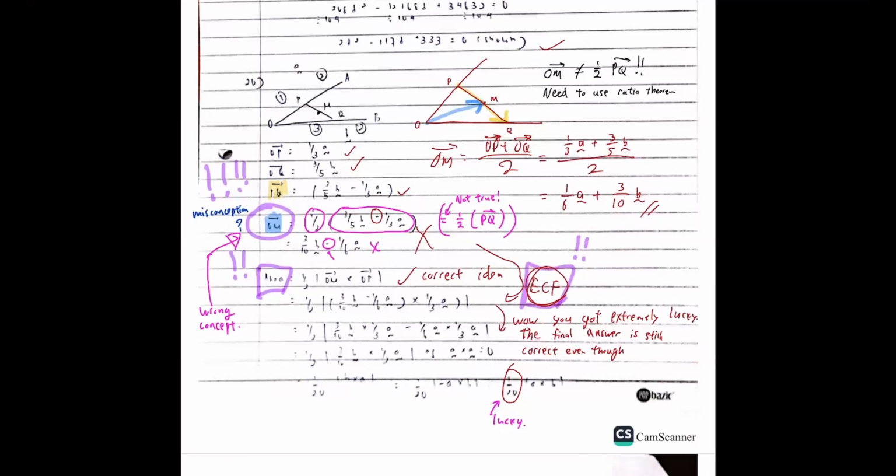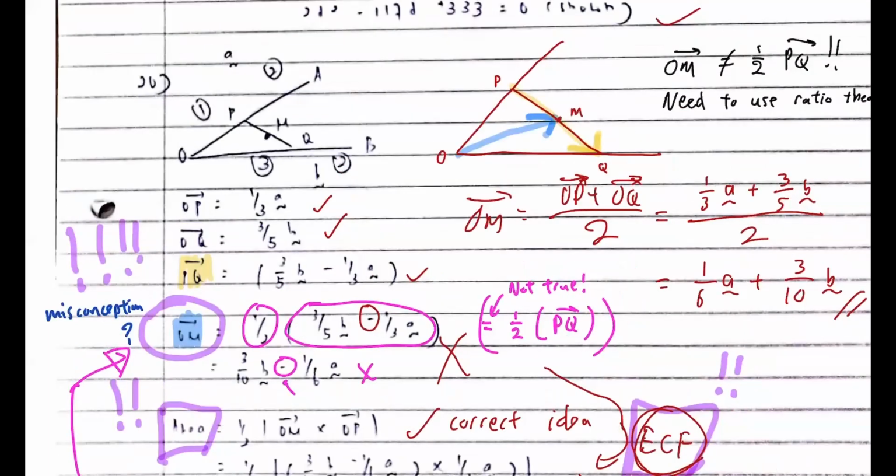Here. Yes. OM is not half of PQ. Over here, you wrote down OM equal half of this, 3/5 B minus 1/3 A, which is PQ. That's not correct. Do you see? Look at your diagram here, and then look at OM and PQ, the blue color and the yellow color.